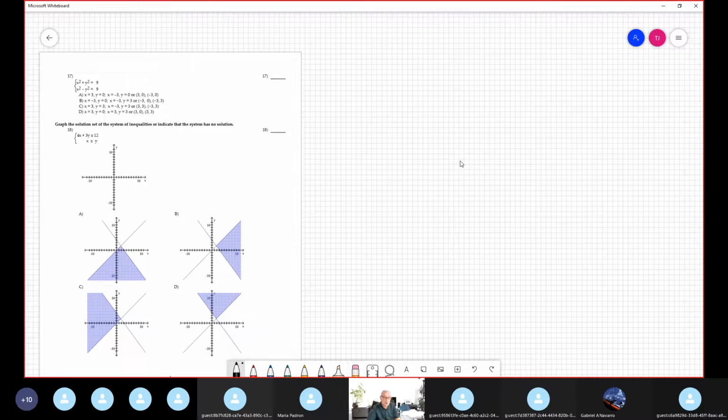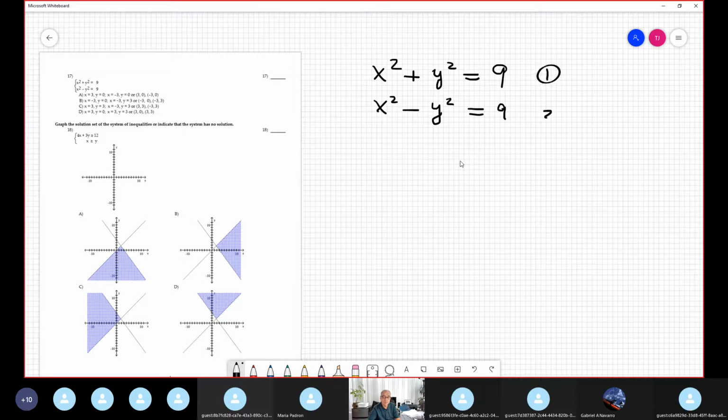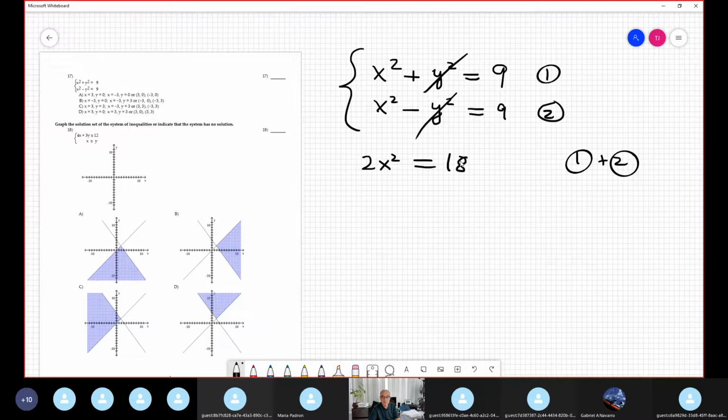17 is x squared plus y squared equals 9, and x squared minus y squared is equal to 9. Wow, super easy. Equation 1 and equation 2. It's easy because it's ready for eliminating the y part. So you add equation 1 plus equation 2, column by column. We have 2x squared. This cancels, and this is 18. Divided by 2, x squared equals 9. Apply the square root to both sides. x is equal to plus or minus 3.